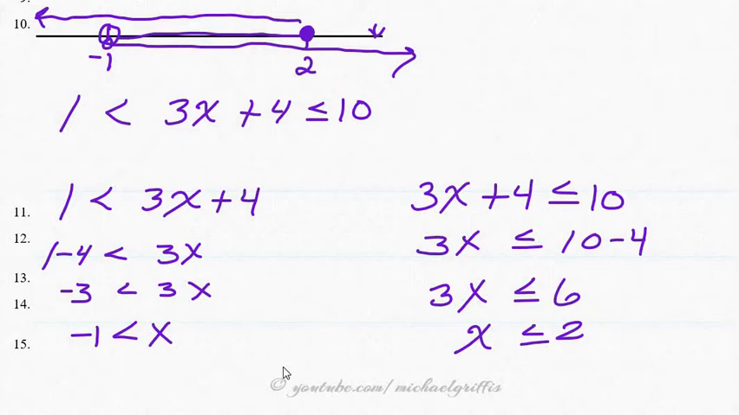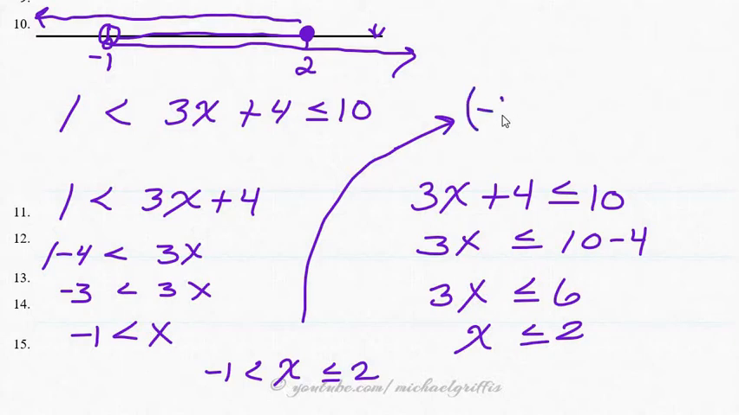Okay? Another way of writing this is x is greater than negative 1. x is less than or equal to 2. Okay, that's one way of writing it. And running out of room here. I need to stay on this page. Or we could write it like this. Negative 1 to 2, and we use a bracket because we include 2. We use a parentheses because we don't include 1.